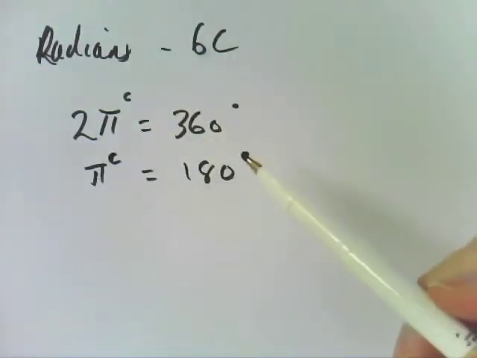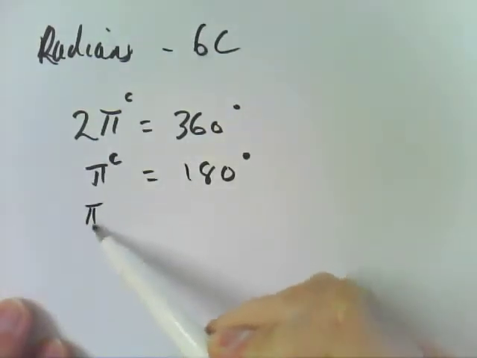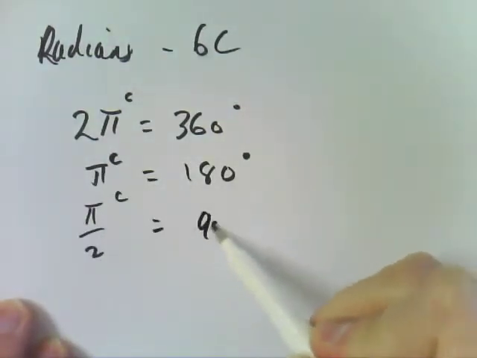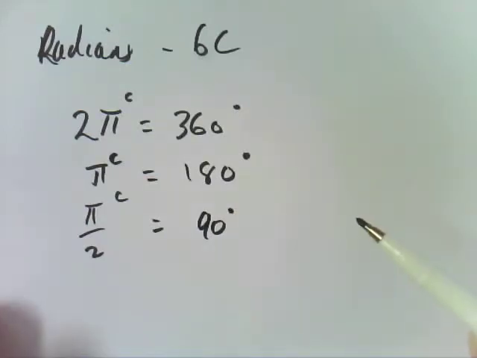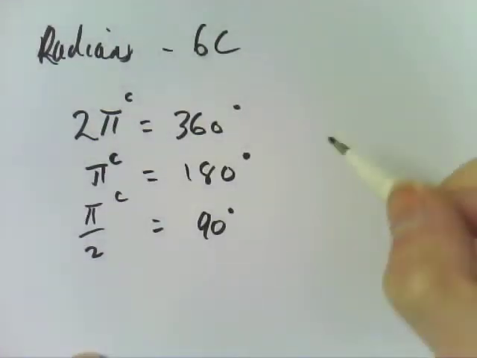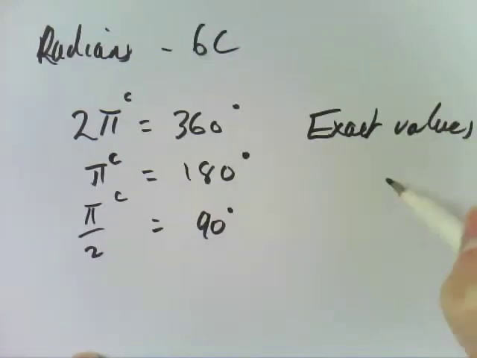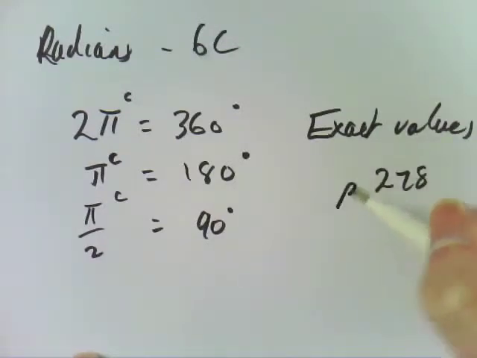So what's pi on 2? 90. Now you get the wonderful idea of another exact values table, which is on page 278, which gives you the exact values in terms of radians.